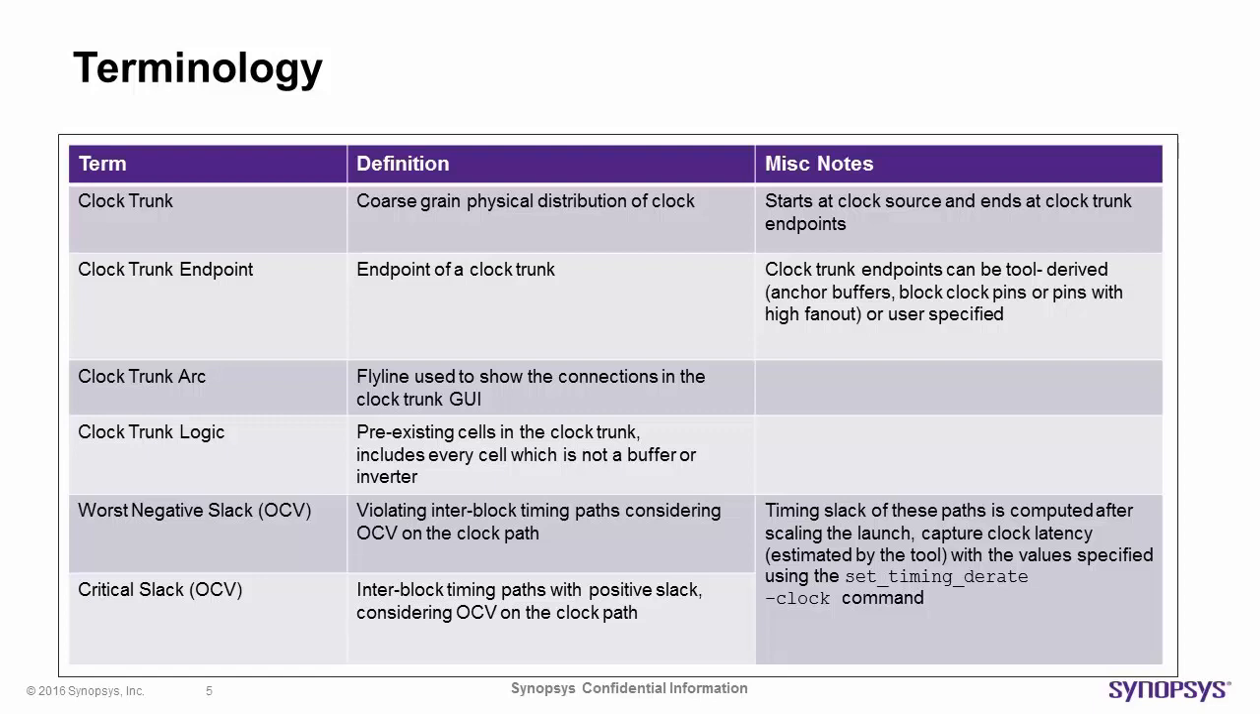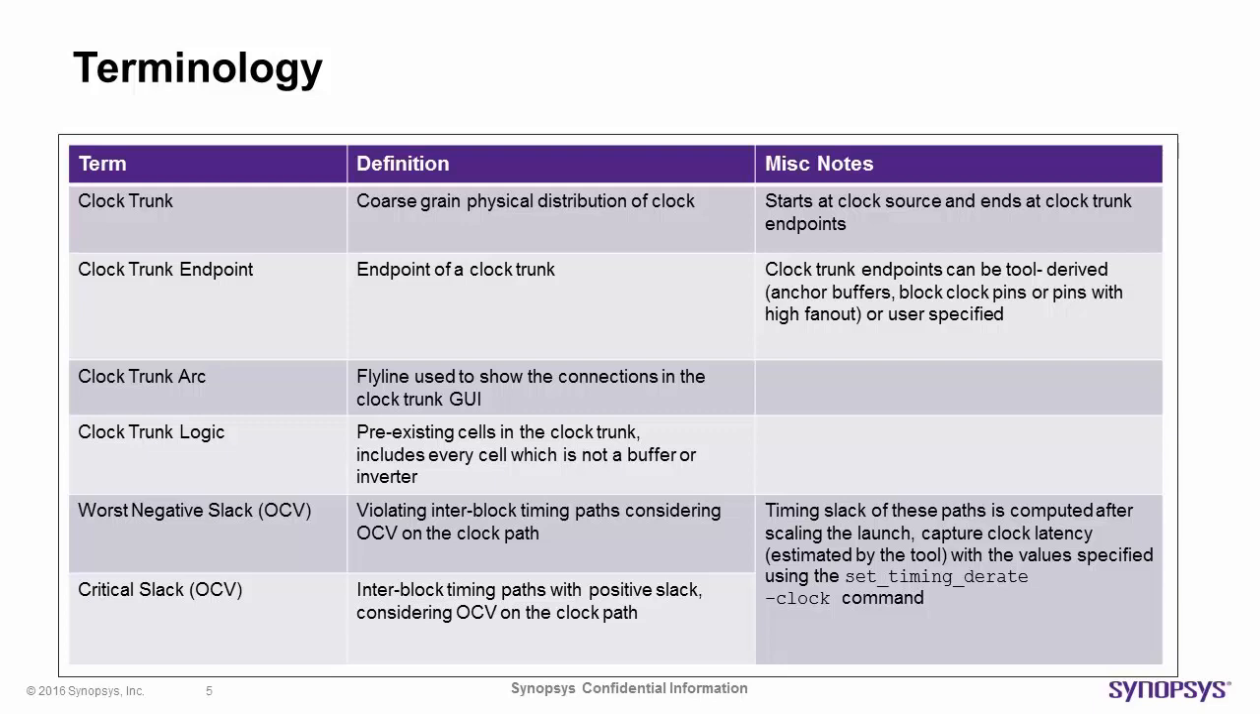Clock trunk arc. It refers to a flight line used to show the connections in the clock trunk GUI. Clock trunk logic. It refers to pre-existing cells in the clock trunk. This includes every cell which is not a buffer or inverter.